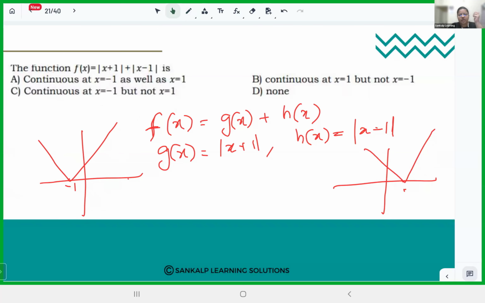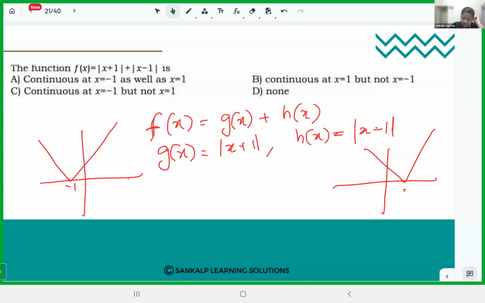So from the algebra of continuous functions, we have studied that if you are given two functions that are continuous, then their sum or subtraction, composition, division, and multiplication, the product, everything is continuous, right? Which means here you are given two continuous functions, g of x and h of x, and we can represent this f of x as g of x plus h of x, which means f of x is also a continuous function.